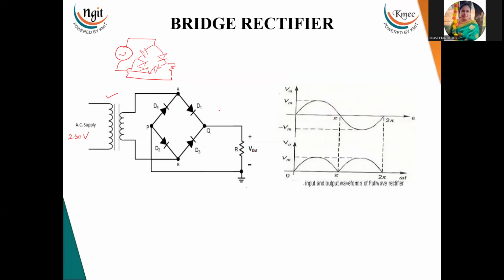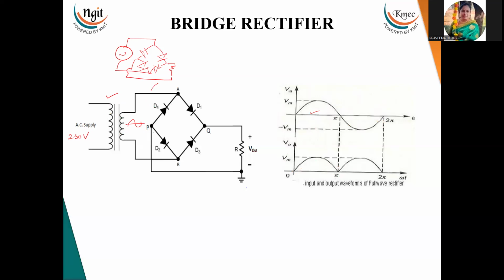Here, coming to the working. If the full sine wave is applied, then how are we going to get these two positive half cycles? We will try to analyze now. Now this signal here I am showing.